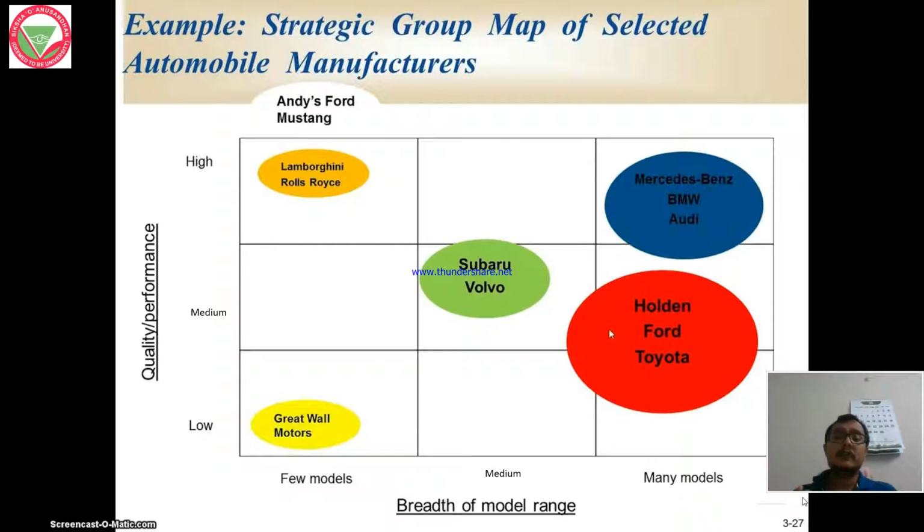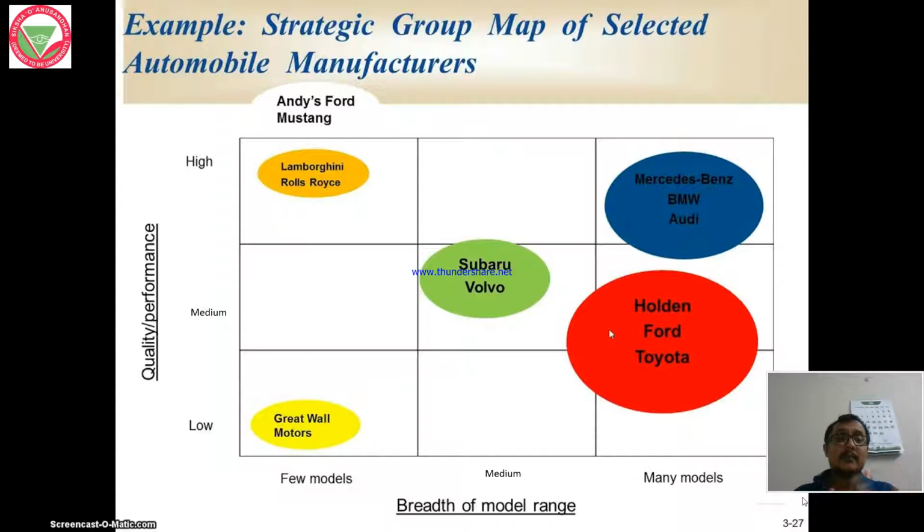They are producing Alto, Wagon R, Swift Dzire, that Eco vehicle, Espresso, Vitara Brezza, Ciaz, and any other thing that I can't remember currently. So these are the various models that are being offered by Maruti Suzuki India Limited.